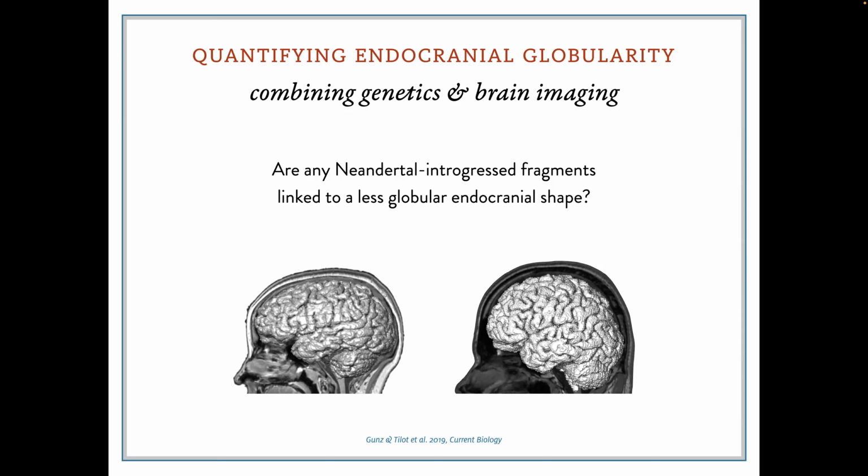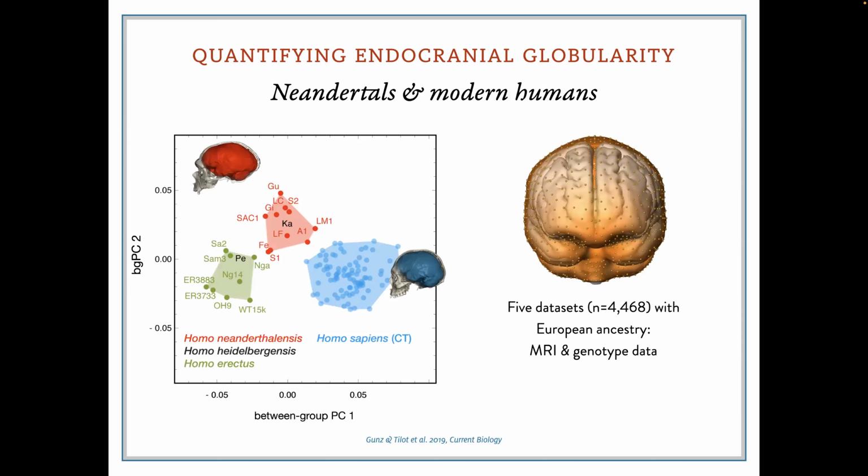So there is variation within modern humans, and we wanted to see if there are any Neanderthal fragments that are associated with that variation. And what we did is basically scale up our phenotyping approach that we developed initially for endocasts and fossils to include MRI data of around 4,500 modern Europeans from Germany and the Netherlands. And here on the left-hand side, you see the endocranial shape differences between Homo erectus in green, Neanderthals in red, and modern humans in blue.